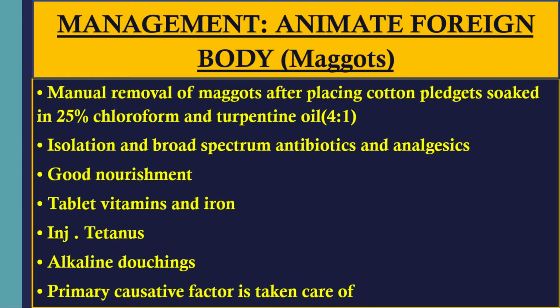nourishment is also necessary, whereas certain vitamins and iron supplements are also given, since a lot of maggots usually lead to anemia in children, and patients may be anemic when we see them. An injection of tetanus toxoid is given to prevent tetanus, and alkaline douching is used to wash the nasal cavities of the remains of the maggots. Well, the primary causative factor is taken care of that way.